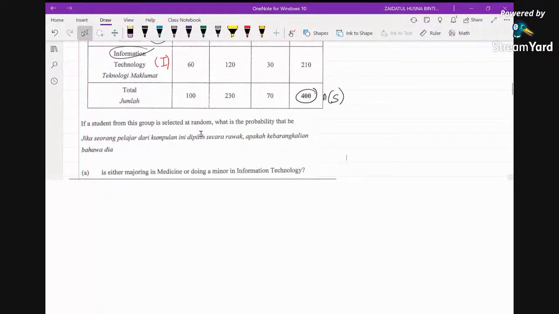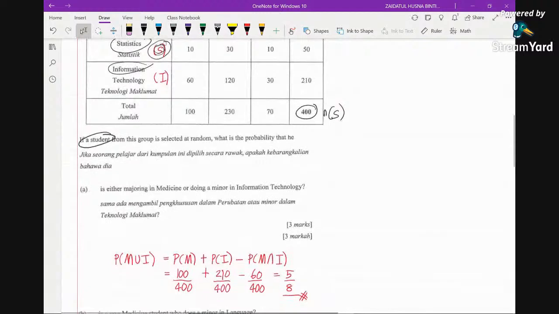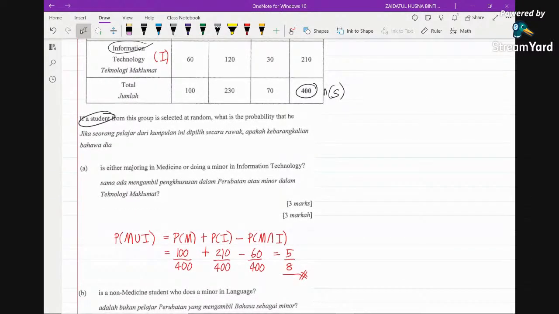Now, if a student from this group is selected at random, the keyword here is student. What is the probability that he is either majoring in medicine or doing a minor in information technology? Or means union, so it's either medicine or information technology. Medicine we have used letter M, and information technology letter I. So we are looking for the probability of M union I. Because the union of two events cannot be obtained directly from the table, here we apply the addition probability formula.